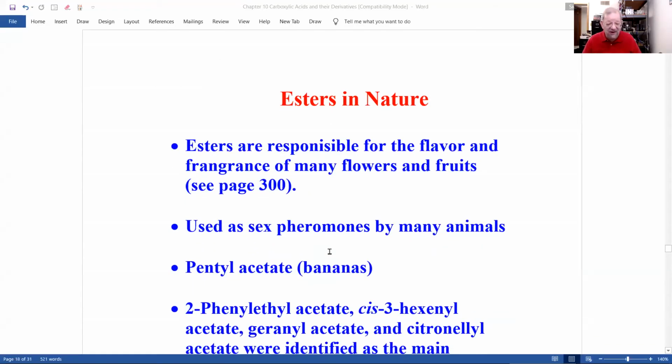Now, we're getting into some juicy stuff. Esters are found in nature. Now, where do you find esters? You should know. Esters are responsible for the flavor and fragrance of many flowers and fruits. Next time you're outside, or if you're in a florist shop, if you smell a rose, you're smelling an ester. In fact, let's do something.